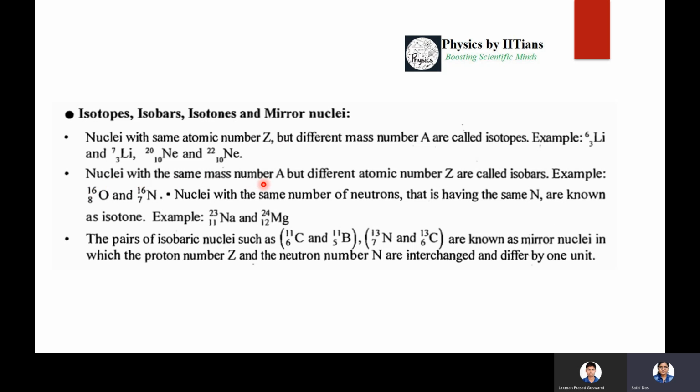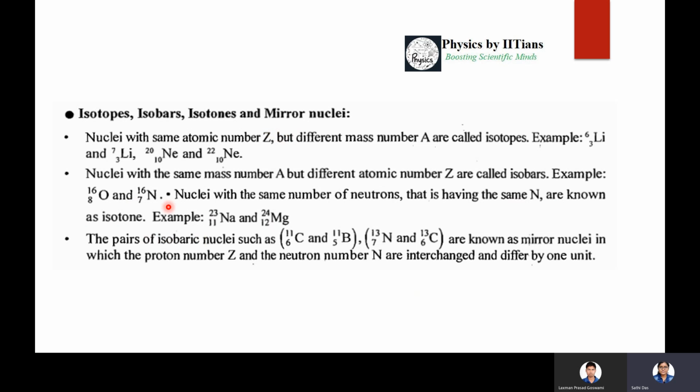Nuclei with the same mass number but different atomic number Z are called isobars, like oxygen 8O16 and nitrogen 7N16. Look here, although their mass numbers are the same, that is 16 and 16, the atomic numbers Z are different. Nuclei with the same number of neutrons, that is having the same N, are known as isotones, like sodium 11Na23 and magnesium 12Mg24. They both have the same number of neutrons.